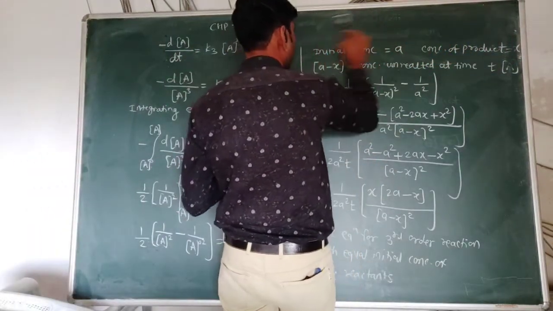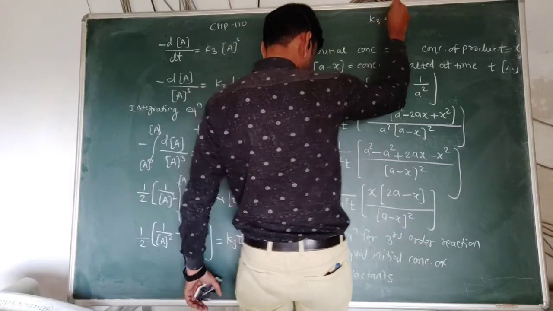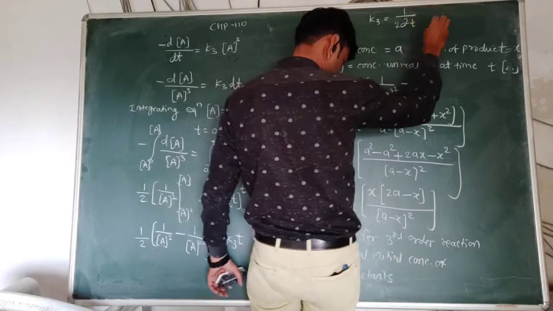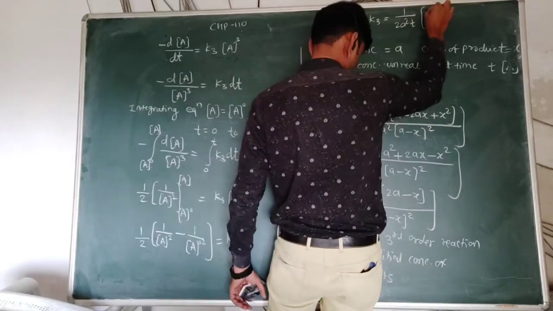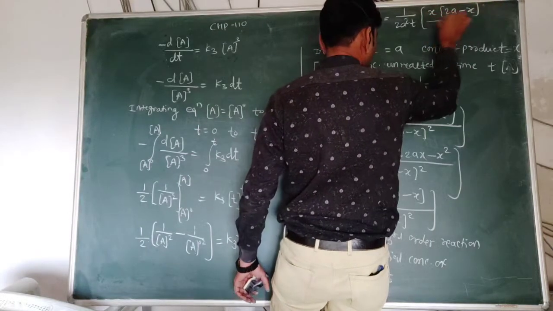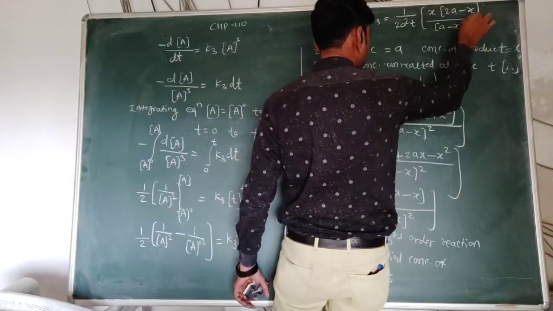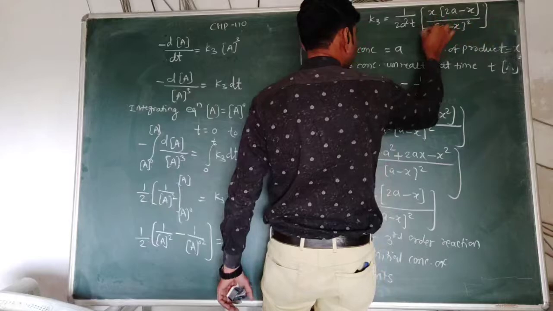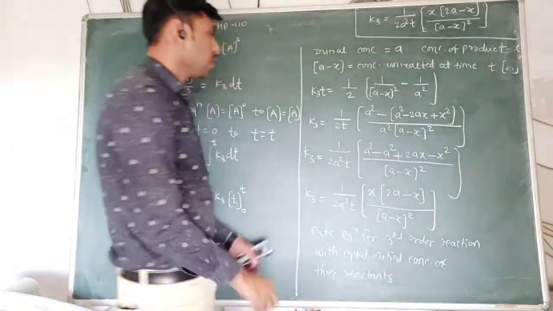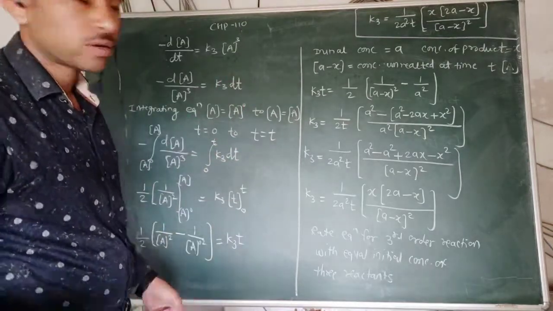So in the more convenient form it can be written. So K3 equal to 1 upon 2 a square t, x into 2 a minus x upon a minus x bracket square. So this is the rate equation for third order reaction with equal initial concentration. So this is about rate equation or rate law for third order reaction.